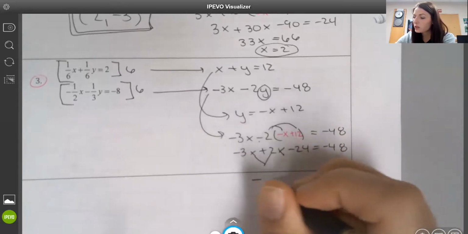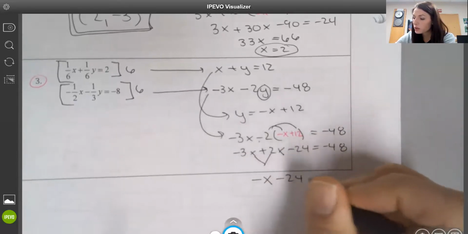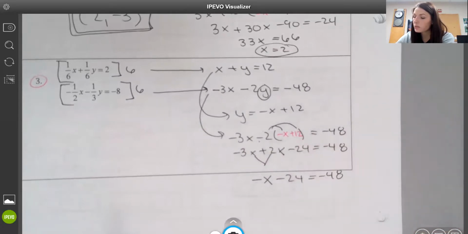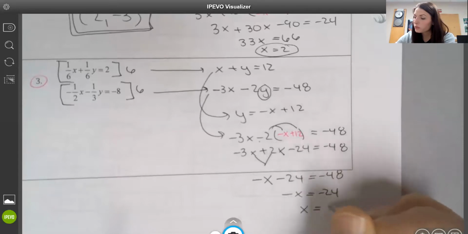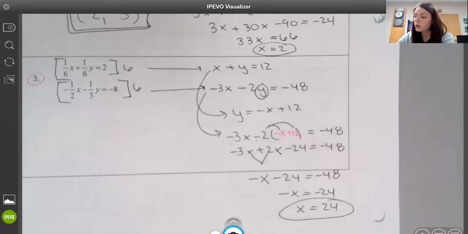Combining like terms, that gives me -1x minus 24 equals -48. Or negative x equals -24. And x equals 24.